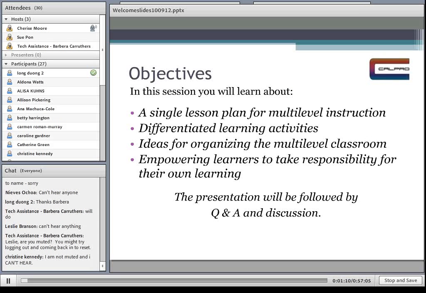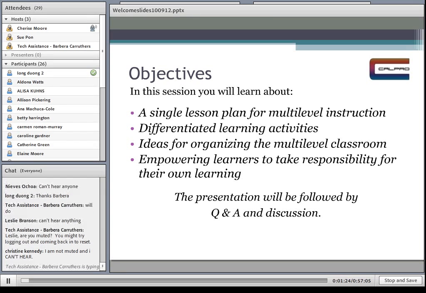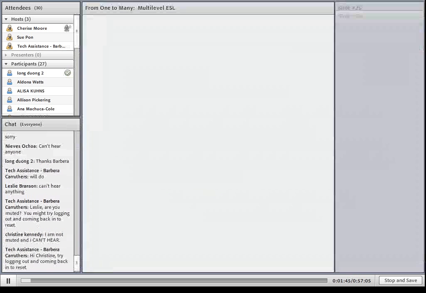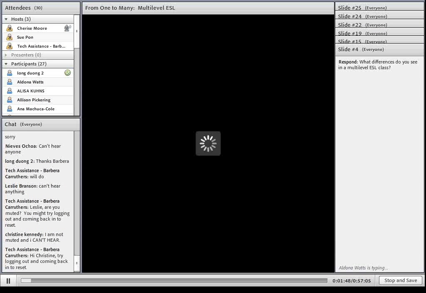Sue will be covering in today's session some highlights on multi-level instruction, and specifically she'll be addressing putting together a single lesson plan for multi-level instruction, activities that you can do for differentiated learning, ideas for organizing your classroom, and then one of the really critical areas for successful multi-level ESL classes is empowering your learners to take some responsibility for their own learning. So with that, I am going to turn it over to Sue, who will be leading us in the discussion today. And Sue, welcome, and thank you again for facilitating.